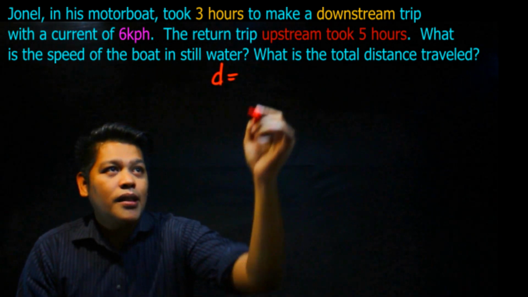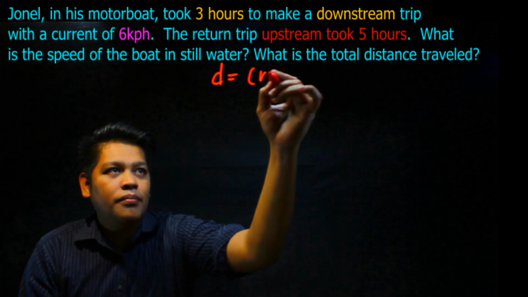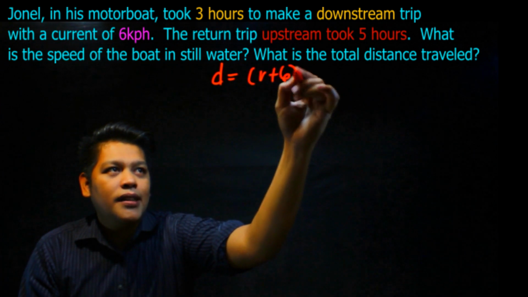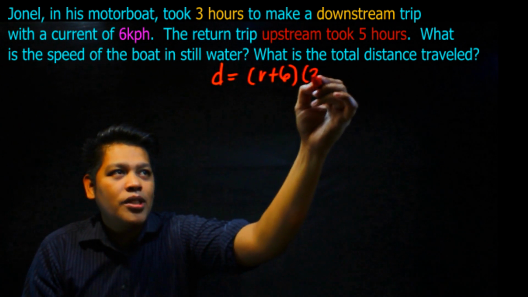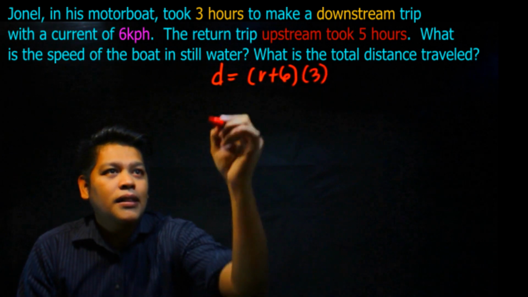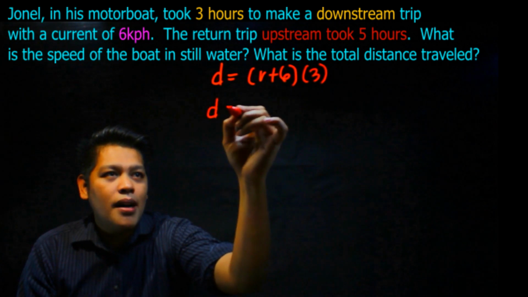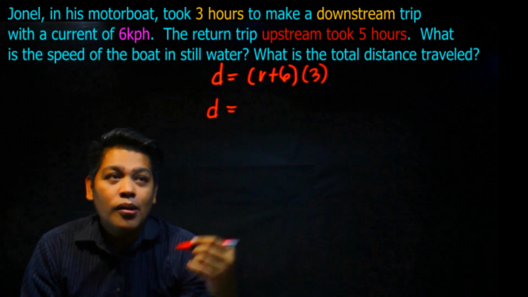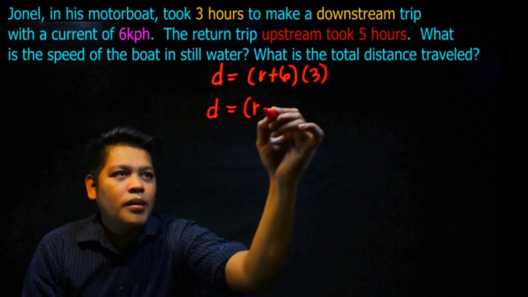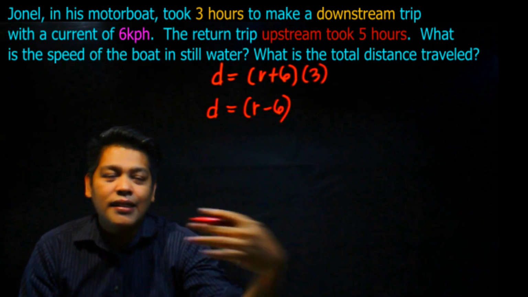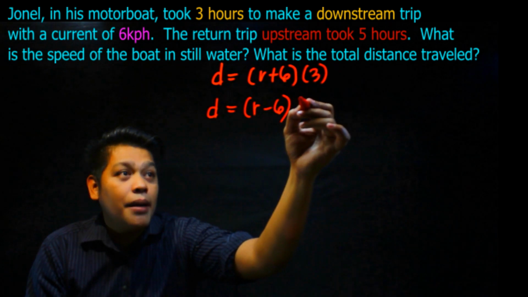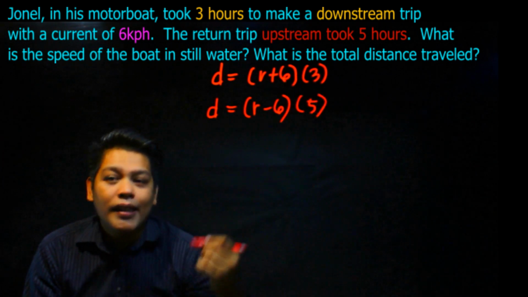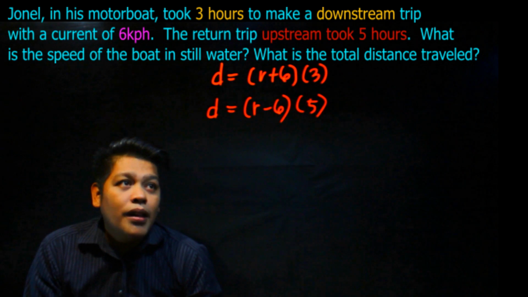So, ibig sabihin, ang system natin yan, distance equals the rate. Downstream muna to. The rate is R plus 6 kasi kasama niya yung current. Times natin sa time, which is 3 hours. Ganun din naman kabila, upstream. So, R minus 6, kasi against na siya, times 5 hours. So, ito yung ating system of equation.